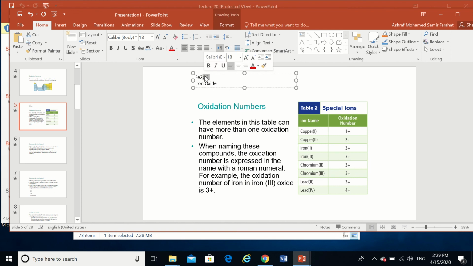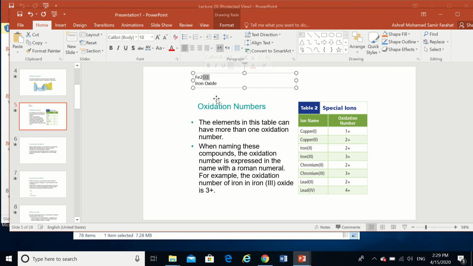belongs to group number 16, so it has 6 electrons at the outermost orbit. So it needs 2 electrons to become stable, right? So if it needs 2 electrons to become stable, and I have 3 of those oxygen, then I need 6 electrons. Now I have 3 of those oxygen, so I need 6 electrons.